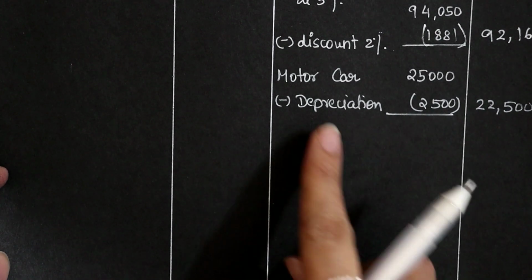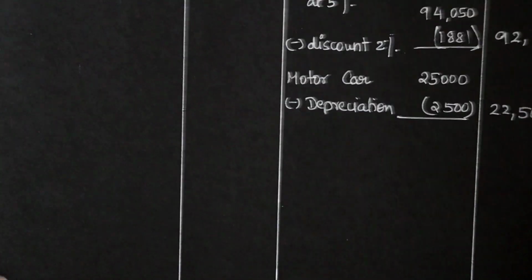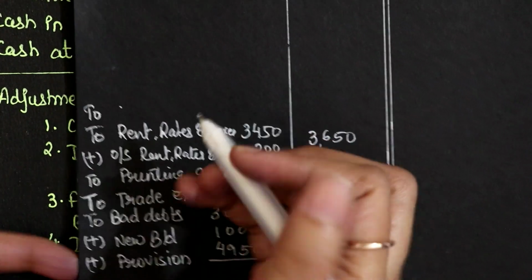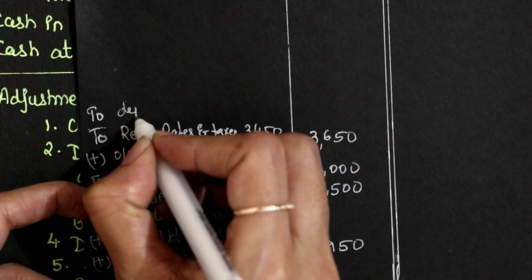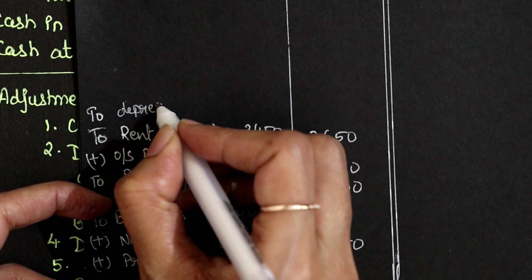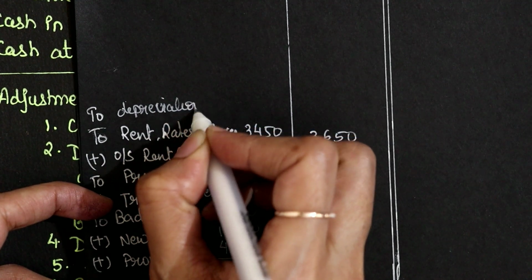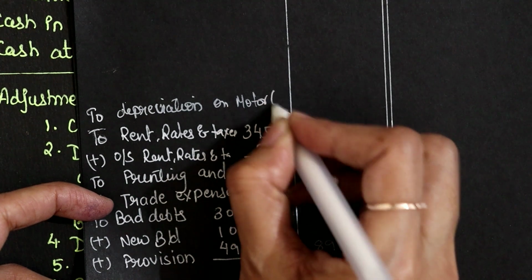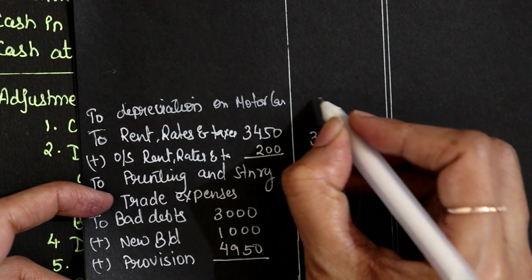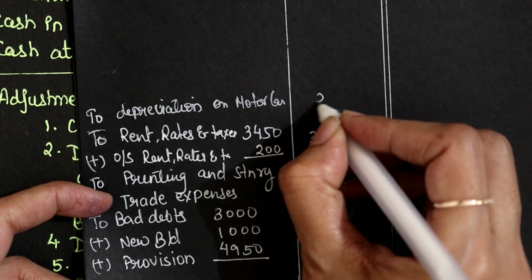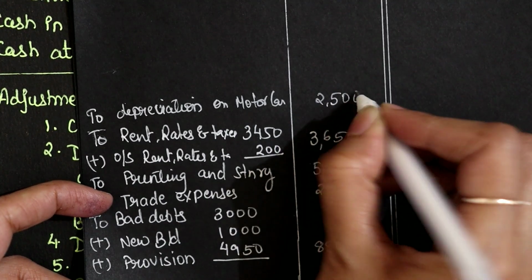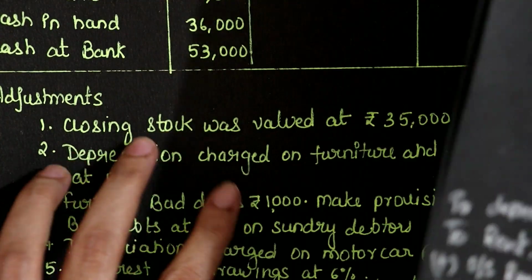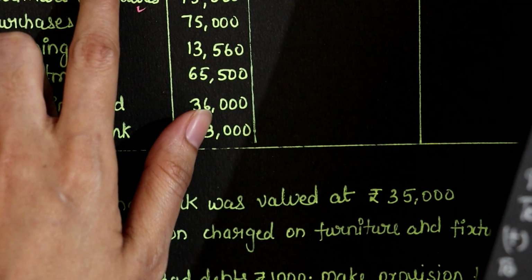$22,500. The effect of depreciation needs to appear on the profit and loss account, debit side. To depreciation on motor car, 2,500. Only the value of depreciation should appear here. Both the effects of the motor car are given.